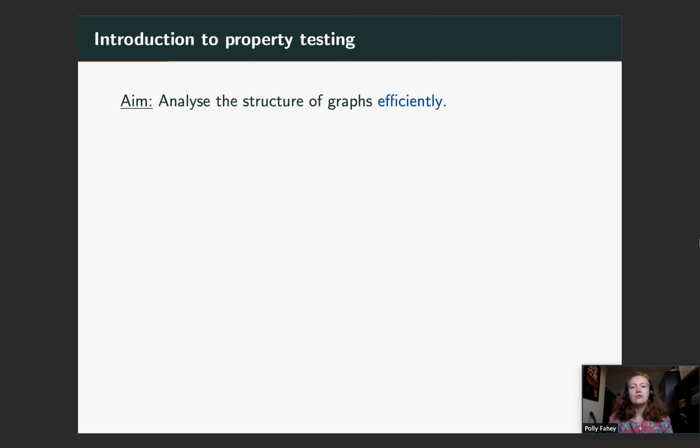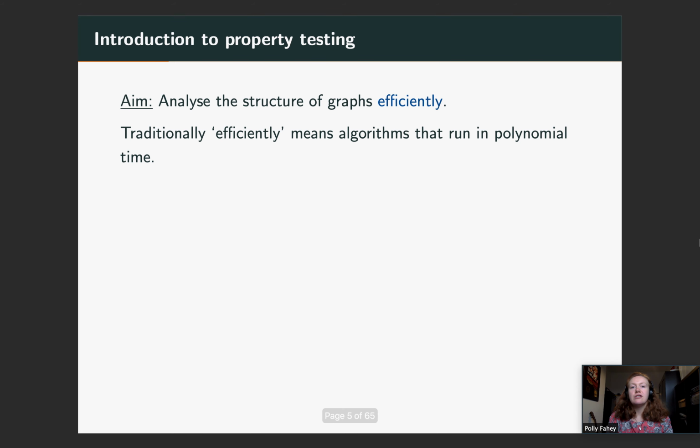So our aim is to analyse the structure of graphs efficiently. We might want to find out if some given graph has some global property. For example, is it connected or is it bipartite? And we want to do this quickly and efficiently. Now, what do we mean by efficiently? Well, traditionally, by efficiently we mean algorithms that run in polynomial time.